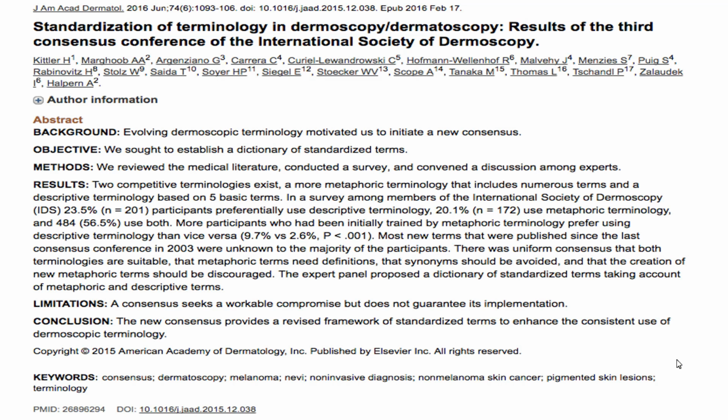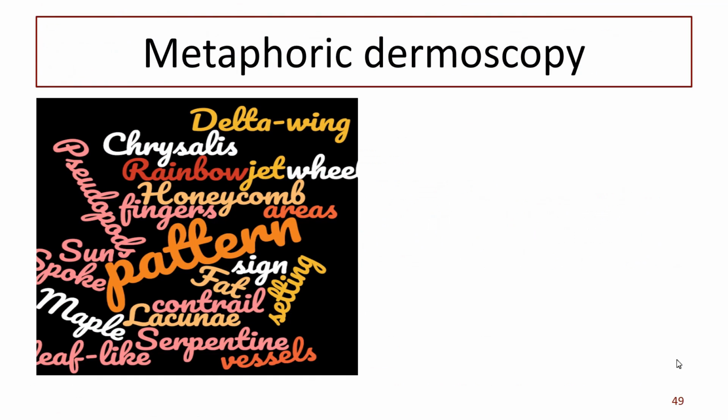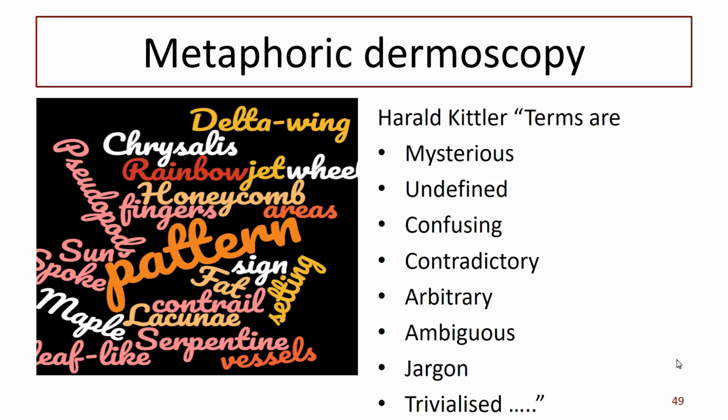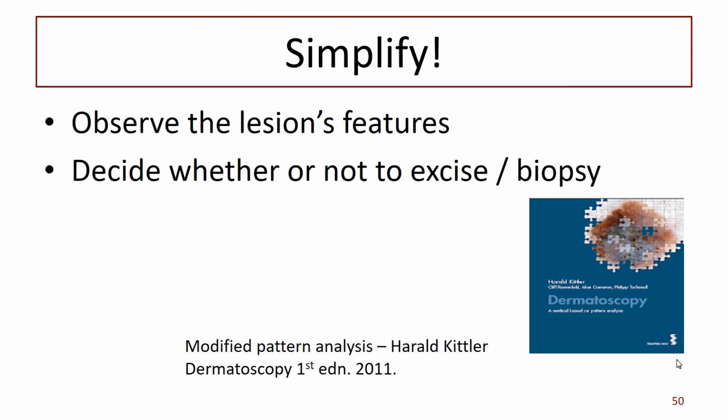Whereas with the modified pattern, we have to say there's a yellow dot inside a white circle, around which is a thick, out of focus, reddish, curved line. So a strawberry is a little easier. So metaphoric dermoscopy is full of interesting words like contrail, lacunae, serpentine, chrysalis, rainbow, and so forth. Now Harold doesn't like these. He's got all sorts of terms to say why he thinks they should go.